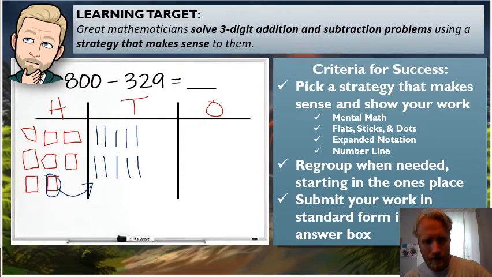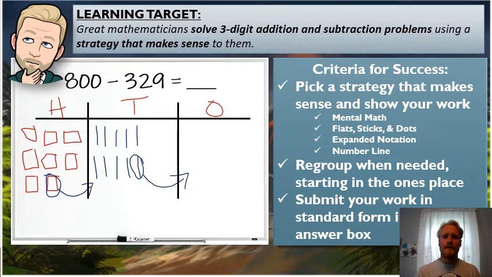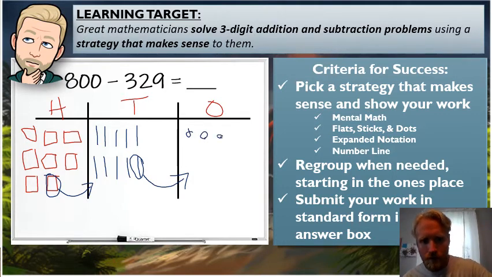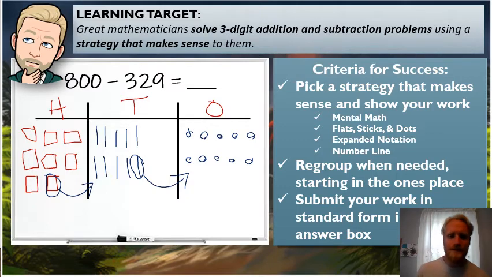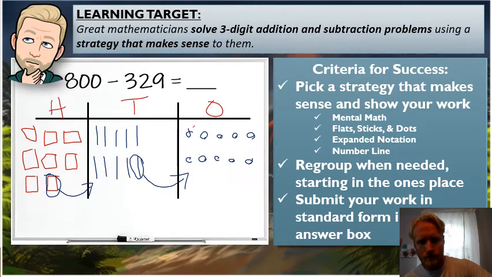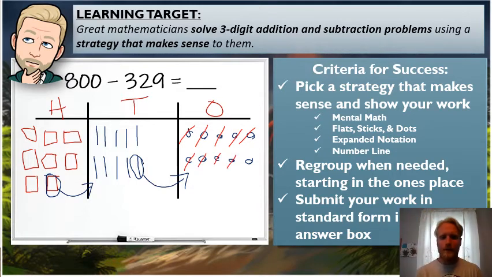So then I'm going to take 1 ten and regroup that over. And how many ones will I draw? Yeah, 10 ones. Good. 1, 2, 3, 4, 5, 6, 7, 8, 9, 10. Okay, so now I have something that I can subtract. All right, so now I can go ahead and take away 9 ones. 1, 2, 3, 4, 5, 6, 7, 8, 9. And I'm left with how many ones? Yeah, I'm left with just 1.